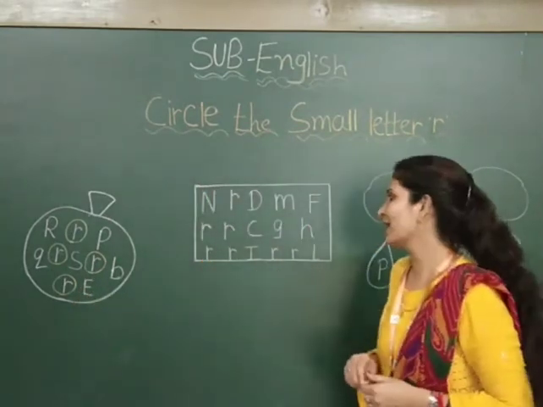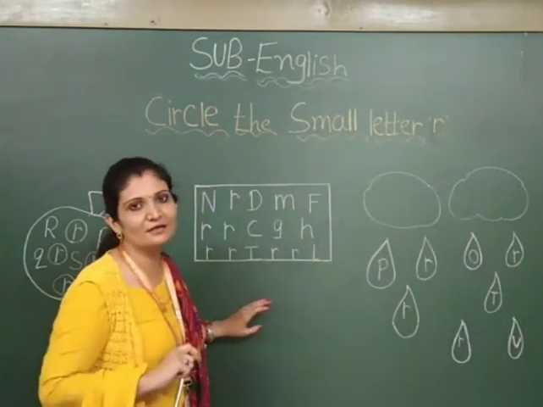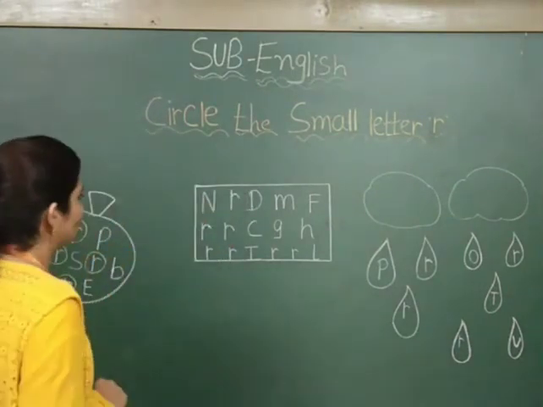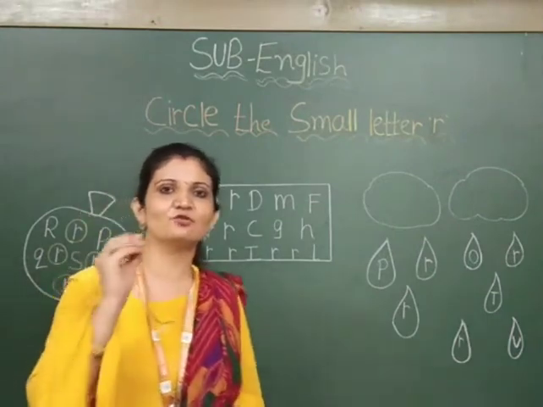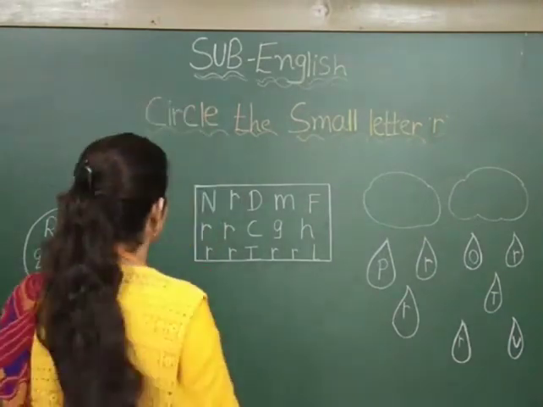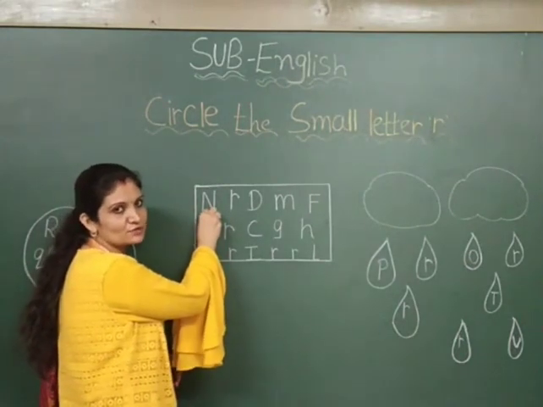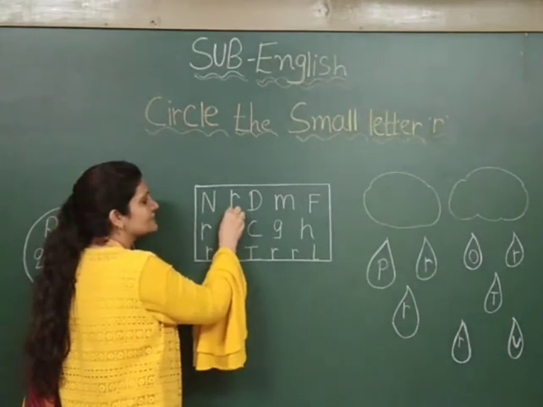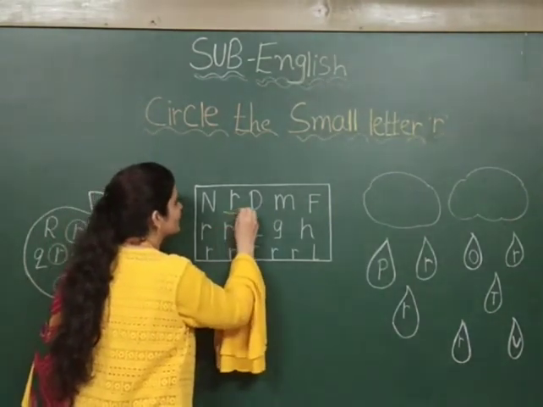Okay. Now, which picture is this? Rectangle. R for rectangle. Now we have to find small letter R here and then circle it. Which letter is this? Capital N. We have to circle? No. Which letter is this? Small r. So we have to circle? Yes.